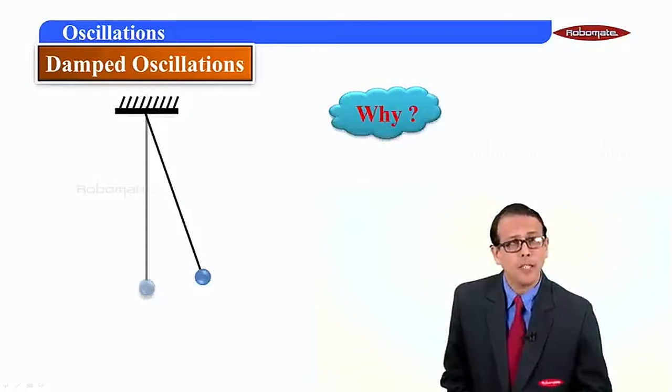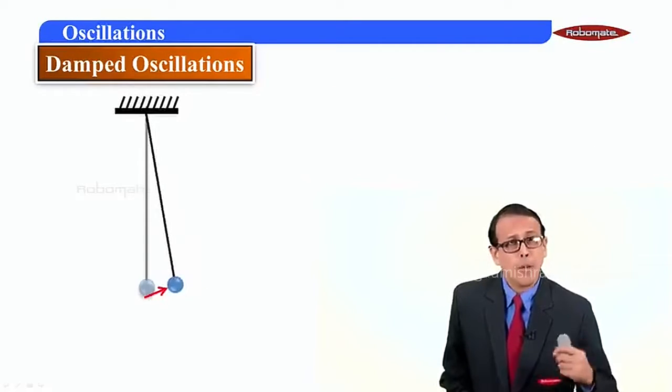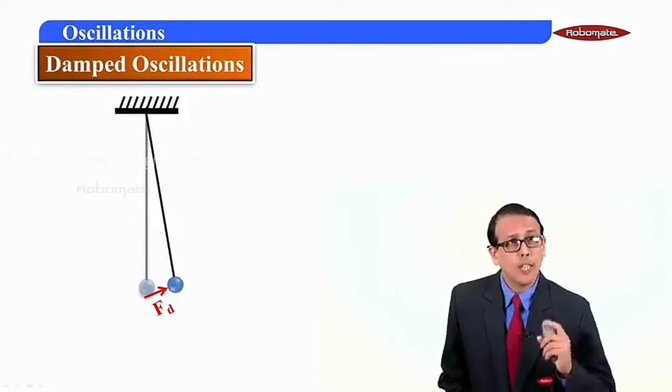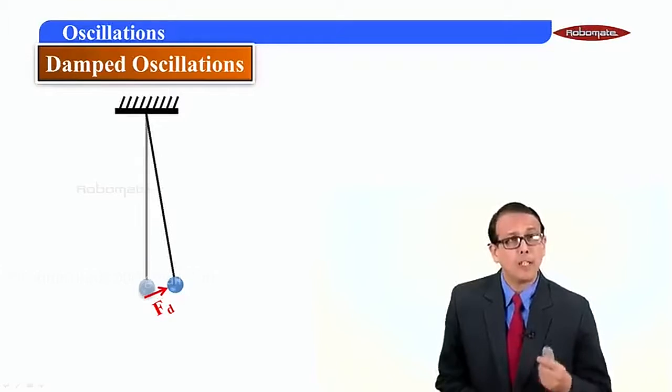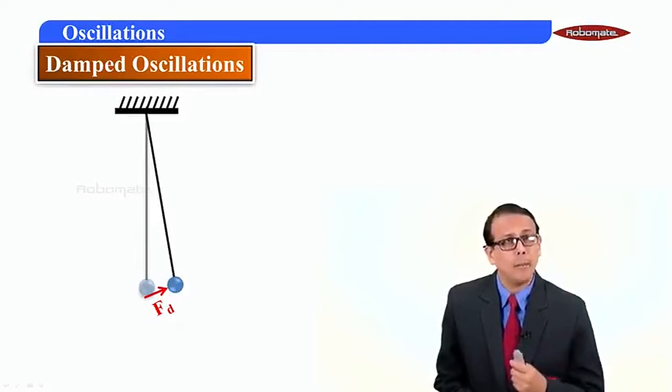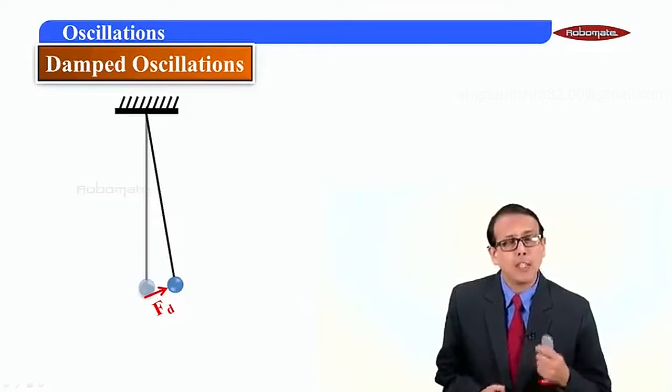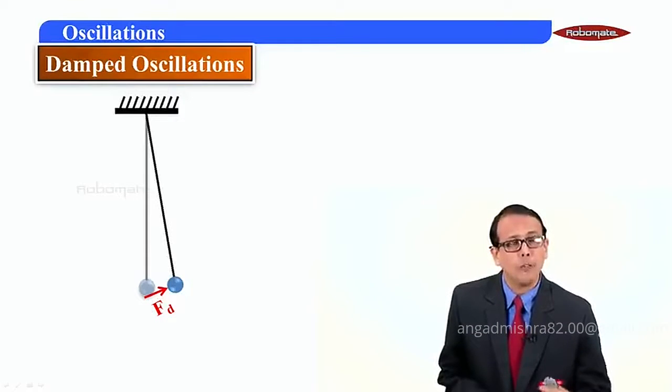Let's understand it. As the pendulum moves forward, students, you can very clearly see the air opposing the motion by exerting something called drag force. Students, this concept we have learned in 11th standard. Whenever there is a motion of an object through a medium, the medium opposes the motion by exerting something called viscous force or viscous drag or drag force.